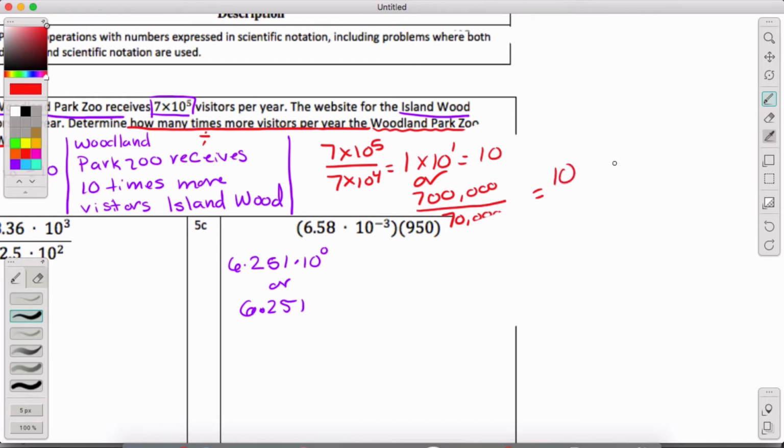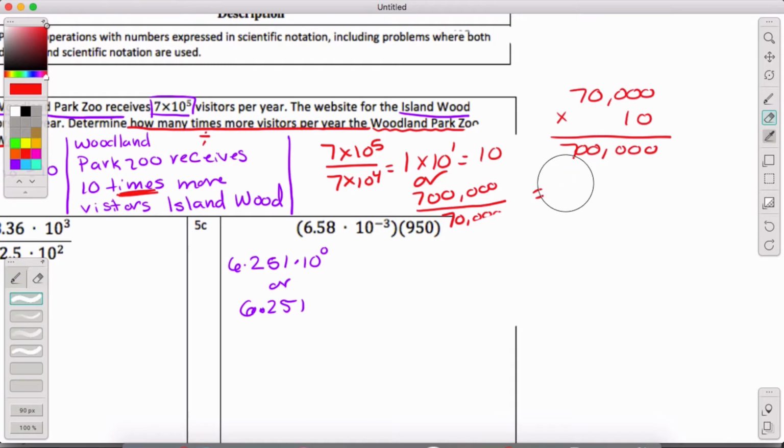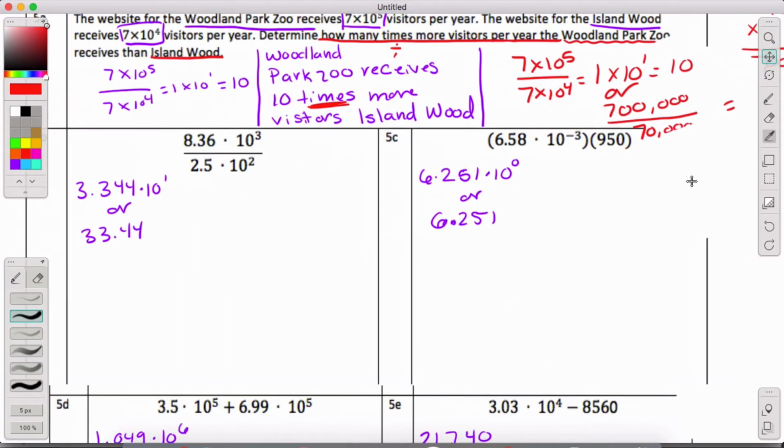Gives you 10. Because when we think times, this word times, we literally mean multiplication. So if I did 70,000 times 10, I would get 700,000. You can double check that, put it into your calculator. If you're like, Miss A, I don't trust you, I don't believe you, I trust me. All right, I'm moving on.